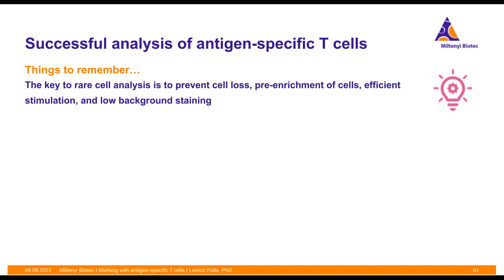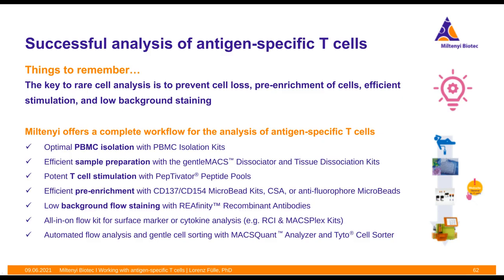And again, I'm really sorry that I lost the connection in between, but let me just briefly sum up the main things of today. So really the key for the analysis of rare T cells is to prevent cell loss from early on, to pre-enrich your cells, to use the most efficient tools for stimulation, and also make sure that they have a very low background staining.